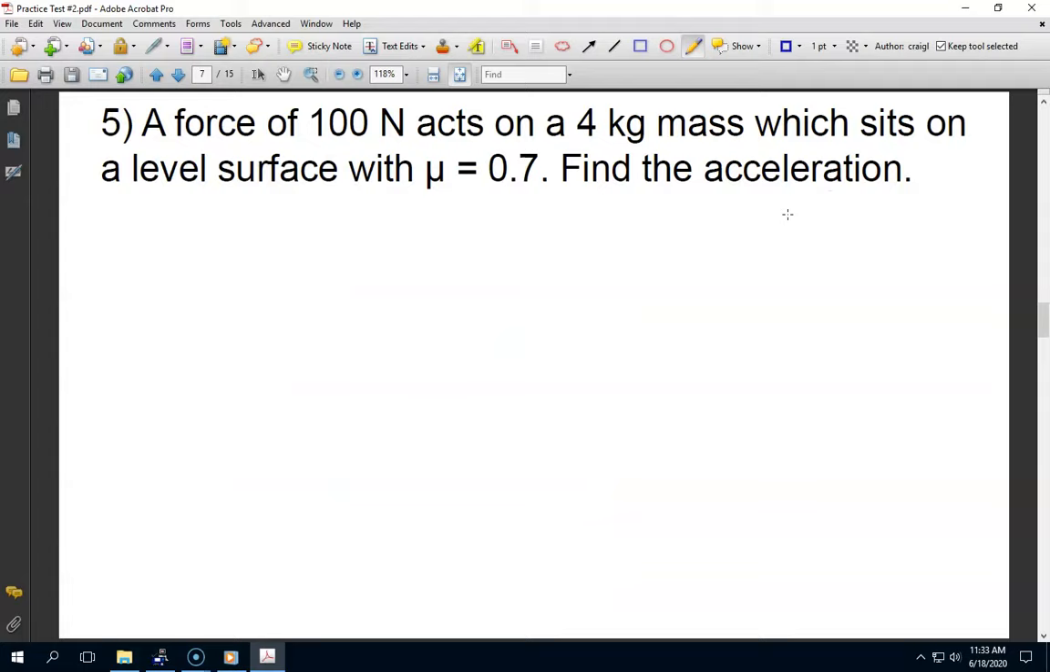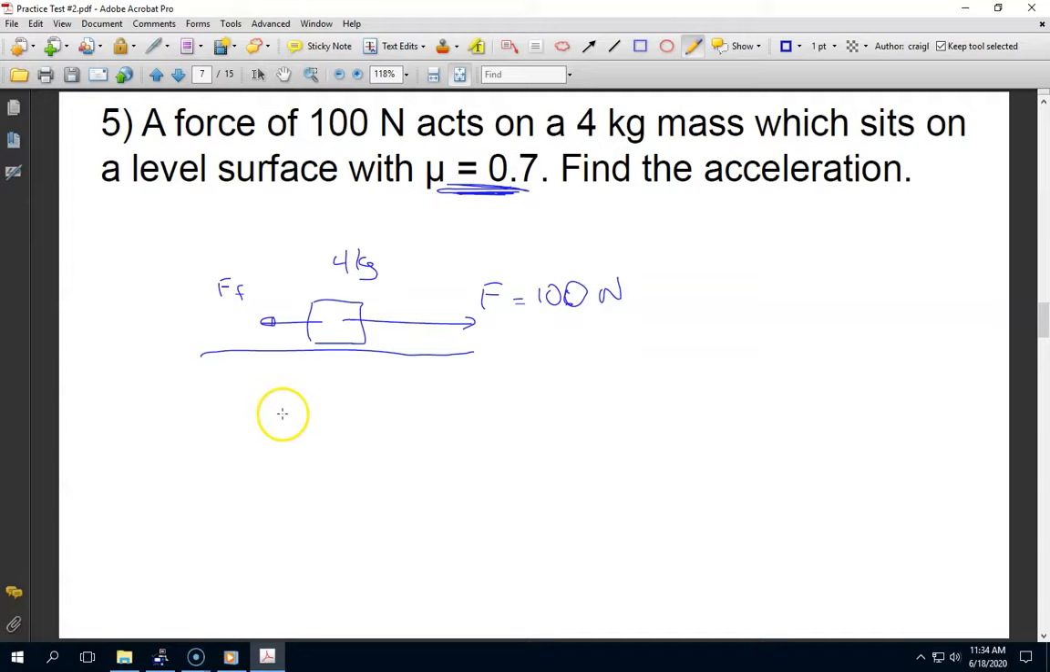A force of 100 newtons acts on a 4 kilogram mass which sits on a level surface with coefficient of friction of 0.7. Find the acceleration. This is the same problem that we just did, except now we have friction. So I come in here and I say I've got the 100 Newton force that we did before. And it's still the same mass, 4 kilograms. Only this time I do need to put in a frictional force pointing backwards. And I know that because right there mu equals 0.7.